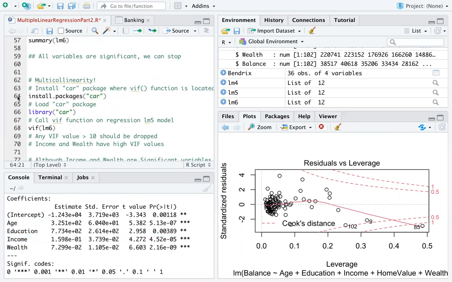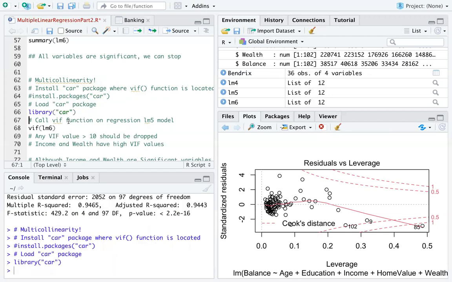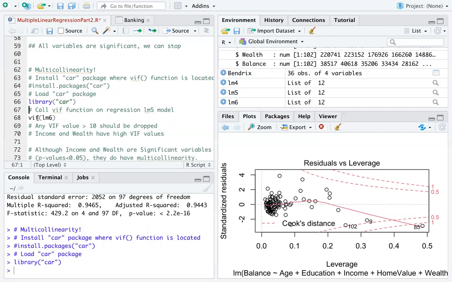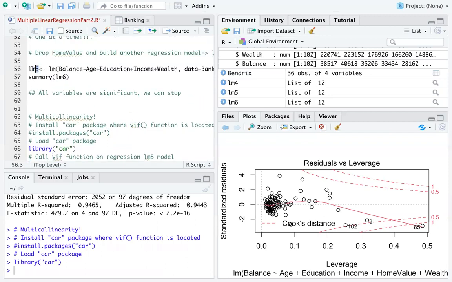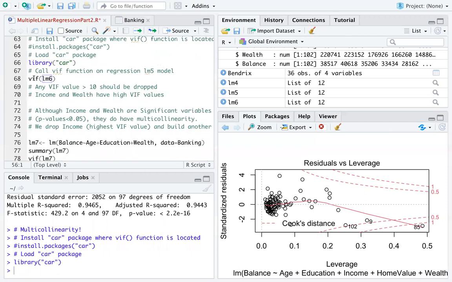If you haven't installed it, make sure that you run this line, install.packages in parentheses car, hit command return or control enter. I already installed it. I'm not going to install it one more time. And after you install it, make sure that you add a hashtag here to make it a comment. And then after you do install it, you have to load this library, loaded it. And you just need to call VIF and in parentheses, the name of the last multiple linear regression model. And that was LM6. And that's simple.